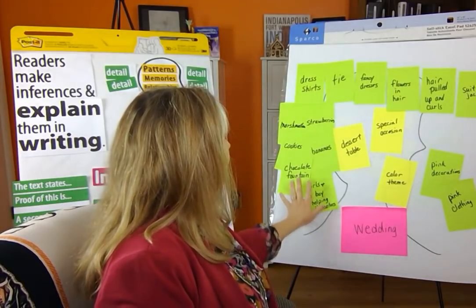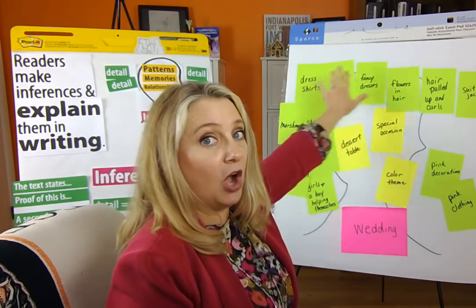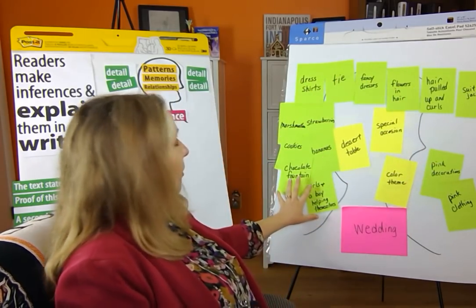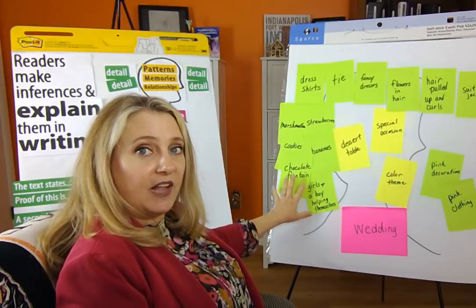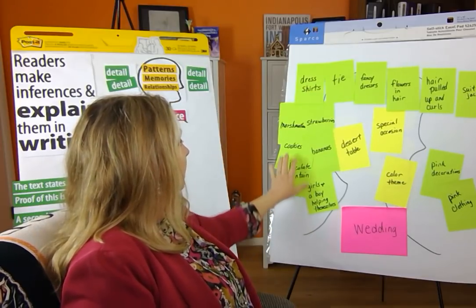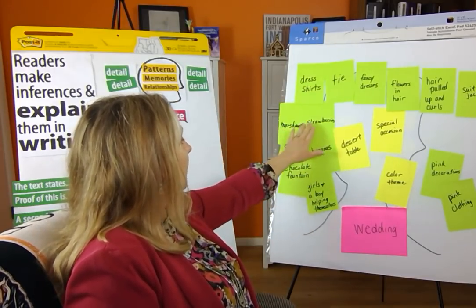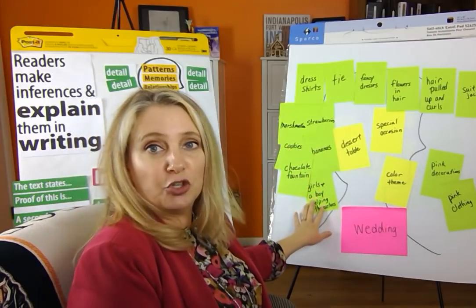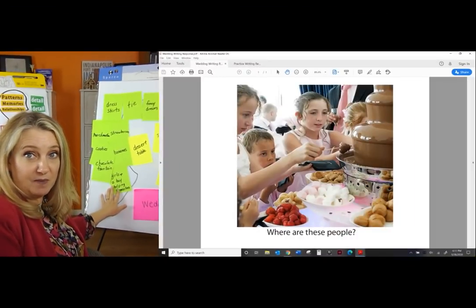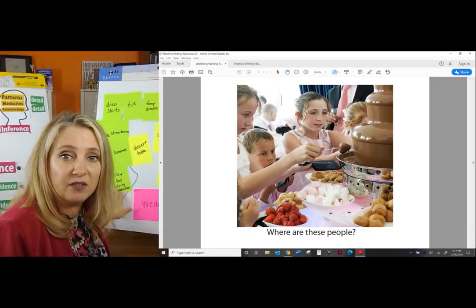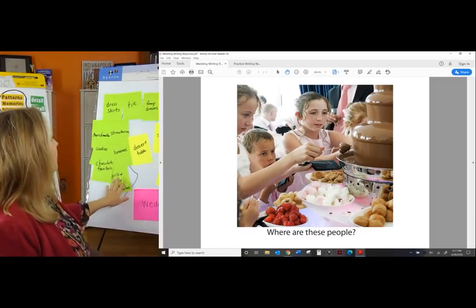I went in and I wrote down the things that we were talking about, and we said, so when we looked at the picture at the very beginning, we noticed that there was a chocolate fountain with marshmallows and strawberries and cookies and bananas, and the girls and boys were helping themselves. Remember? Let's look at the picture again. Remember? See that? Okay, so back up here.